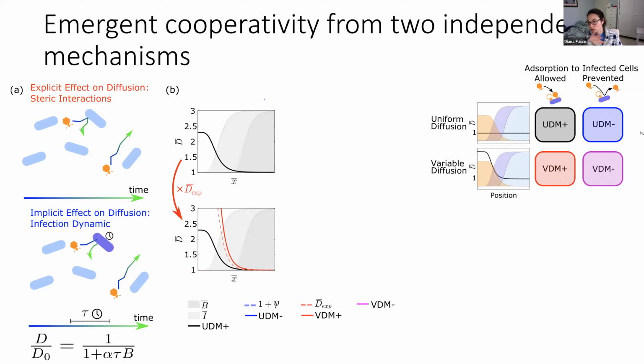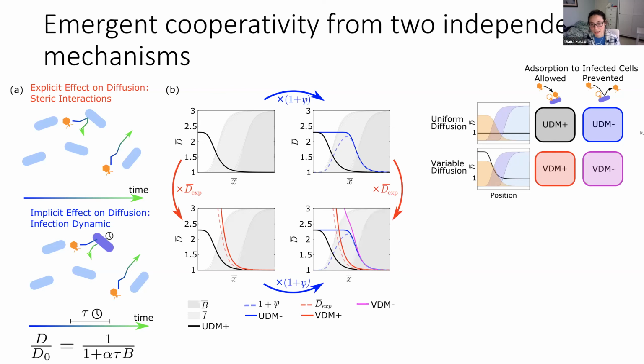If we now move to the right, so we account for the fact that infected cells may not absorb viruses, then effectively we shift this implicit effect more to the right, because now only the free bacteria will be able to absorb the virus. So they will trap the virus here. Instead, the infected bacteria won't do this. And then obviously, if we account for the two, we get the product. So that's where we get the broader region of infection.